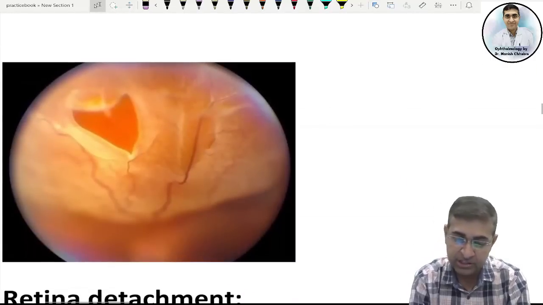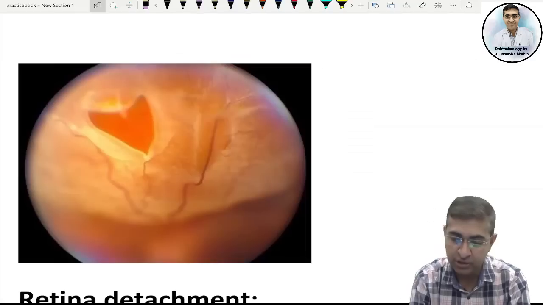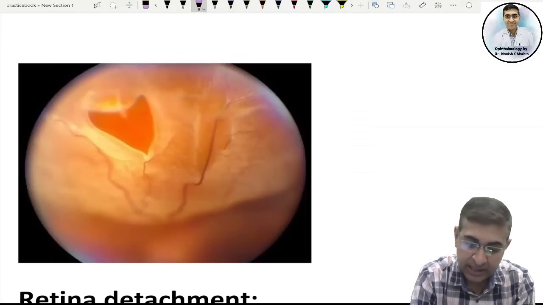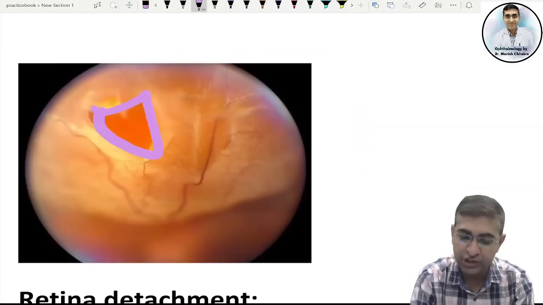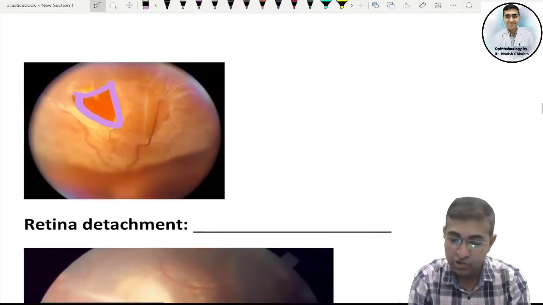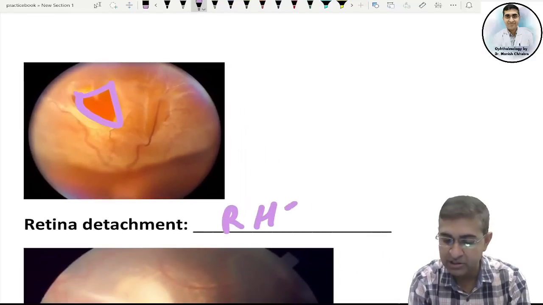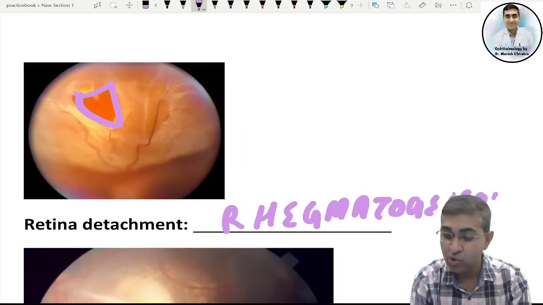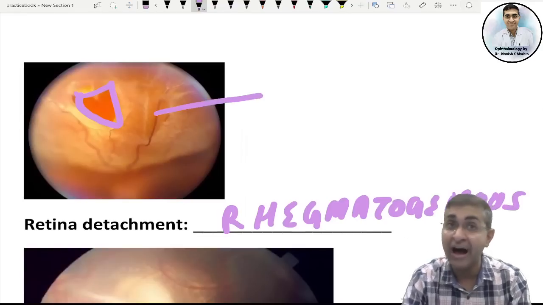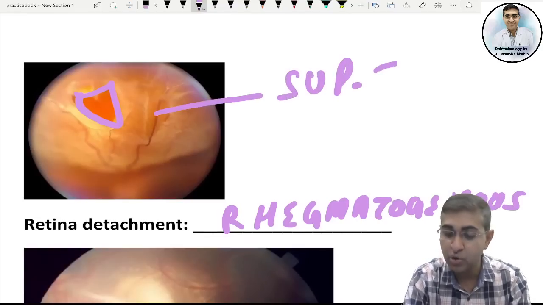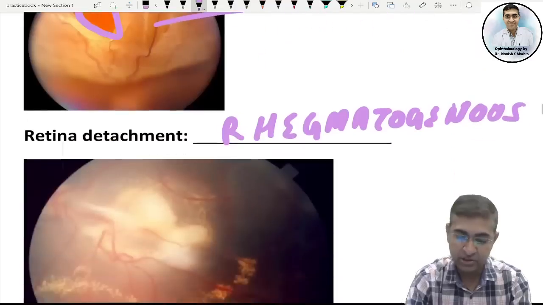Okay. What is this? Can you appreciate, spot diagnosis? What is this? So can you see that this is a horseshoe shaped tear on the retina? So which detachment is this? This is rhegmatogenous retinal detachment. So which is the most common site of RRD? It is superotemporal. This is also your previous year question.